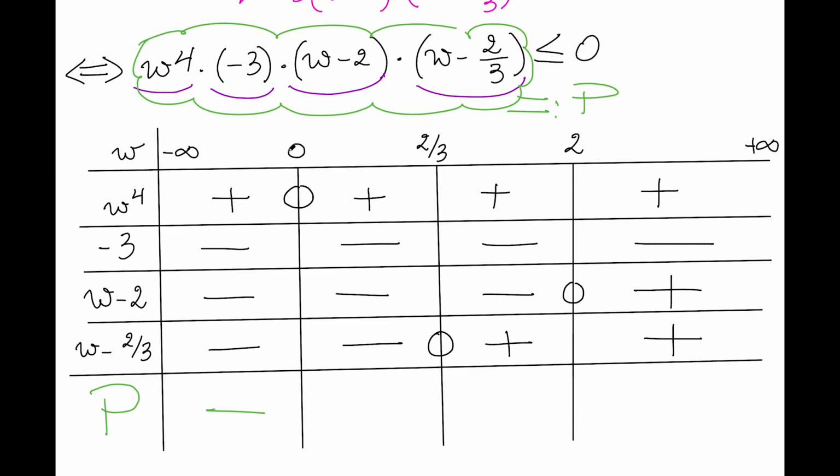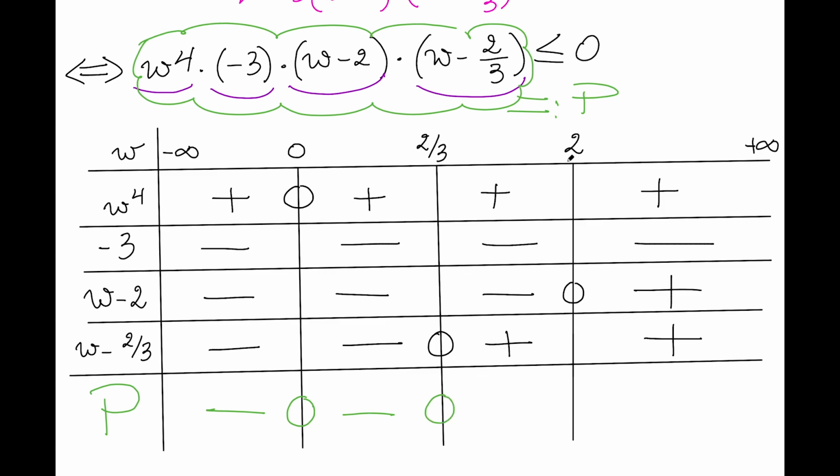When w is 0, w to power 4 is 0, which is one of the factors in P, and hence the whole product is going to vanish at this point. And we play it again over here. When w is between 0 and 2 over 3, plus one of the factors positive, the other 3 are going to be negative, and hence the product is going to be negative. When w is at 2/3, this factor is 0, and hence the whole thing, the product is 0.